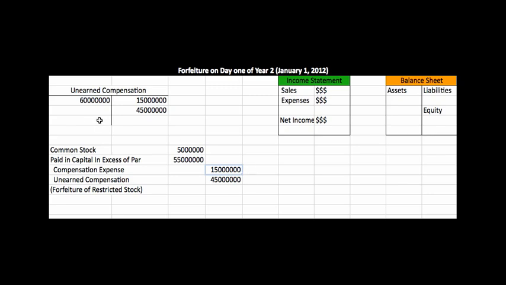And so at this point you can see the prepaid unearned compensation expense would have a balance of zero. My income statement's kind of goofed out for the second year, and the equity has been removed from my balance sheet. So that concludes the accounting for restricted stock.